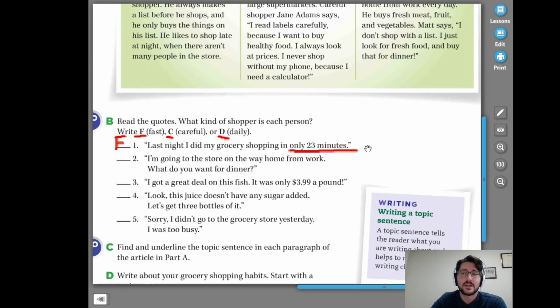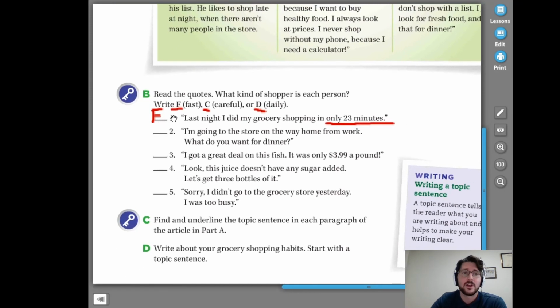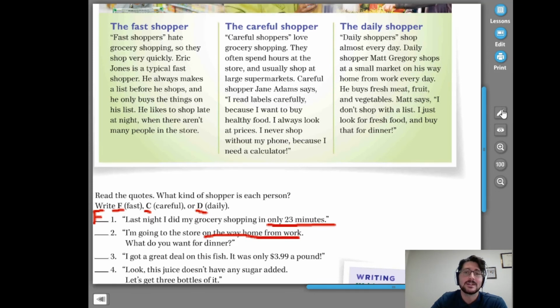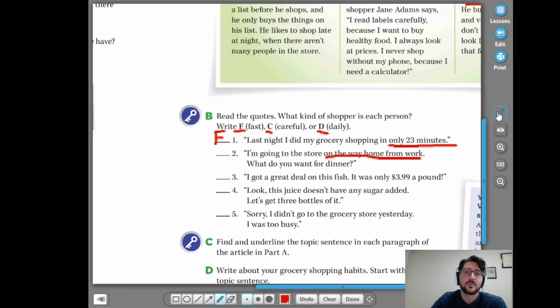Okay, let's check our answers. So number 1, we already did. Number 2, repeat after me. I'm going to the store on the way home from work. What do you want for dinner? So the key word here is on the way home from work. Who said that? Here, the daily shopper. On his way home from work, he goes to the grocery store, so that is the daily shopper.